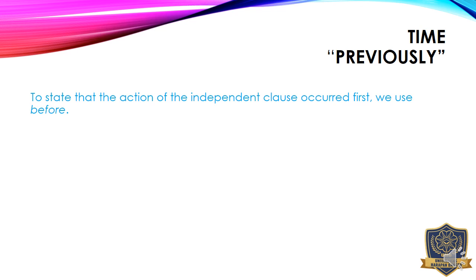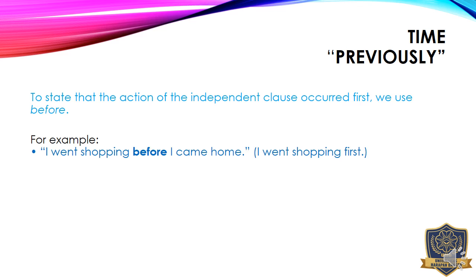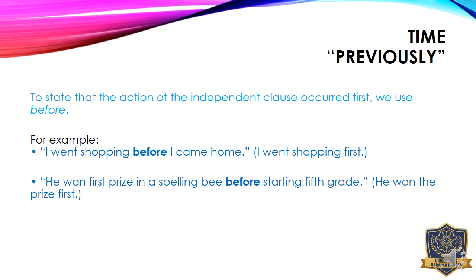Time, previously. To state that the action of the independent clause occurred first, we use before. For example, I went shopping before I came home. It means that I went shopping first. He won the first prize in a spelling bee before starting 5th grade. He won the prize first.